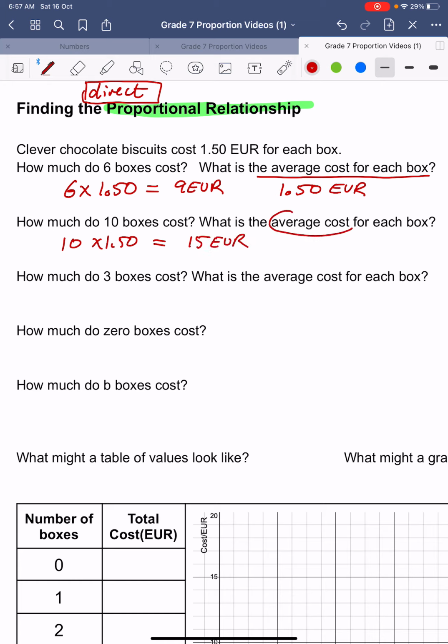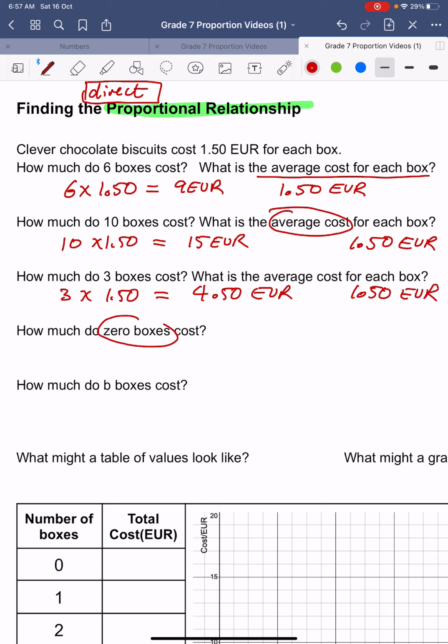And again, the average cost for each box is, well, it's the same, isn't it? It's €1.50. 3 boxes, that's 3 times €1.50, which is €4.50. And again, the average cost is €1.50. 0 boxes, well, if we bought 0, then surely we'd pay €0. And the average cost per box, well, it's still €1.50, right? Because that's how much it would cost if you went to the shop.